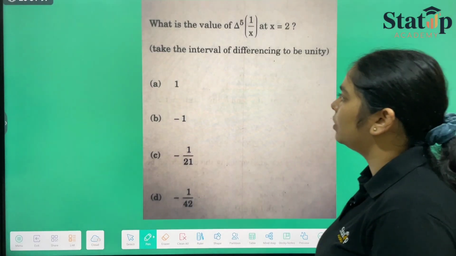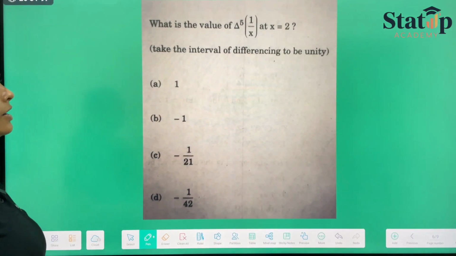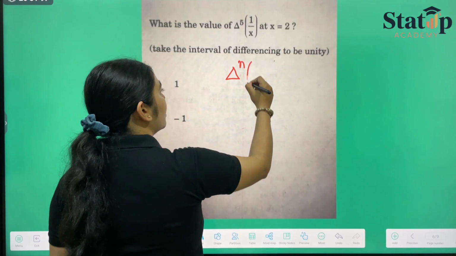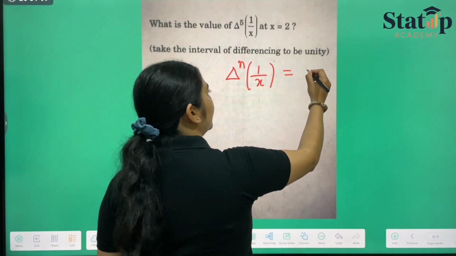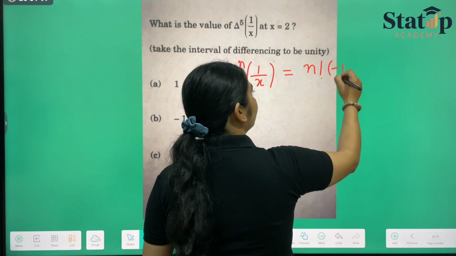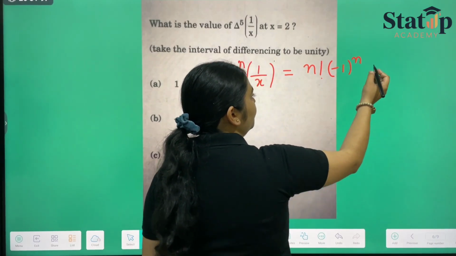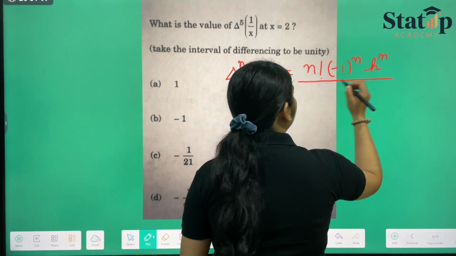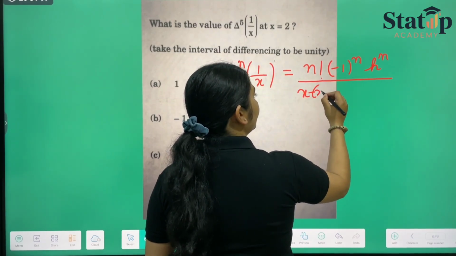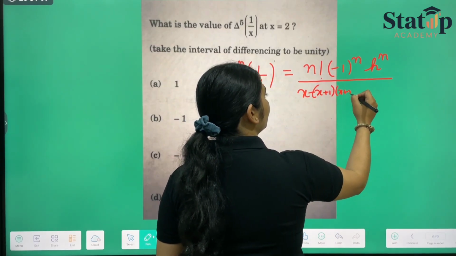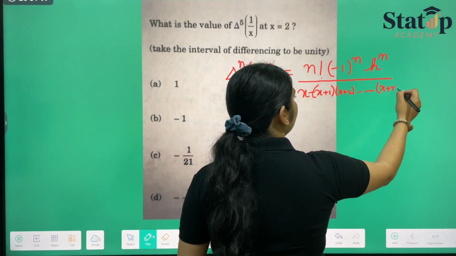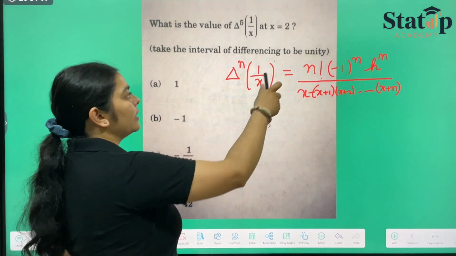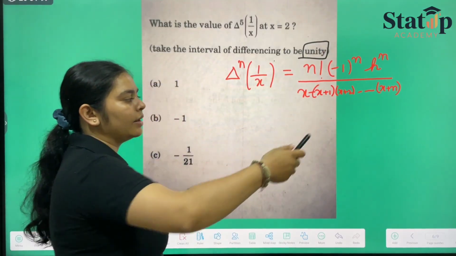Now another example of the same kind of question. Here the value has been given. So the formula here is delta raised to the power n of 1 by x, which is nothing but (-1) raised to the power n into n factorial, into h raised to the power n, upon x, x plus h, x plus 2h and so on up till x plus nh, but here h is equal to 1. Again they have given us unity, so we are taking it that only.